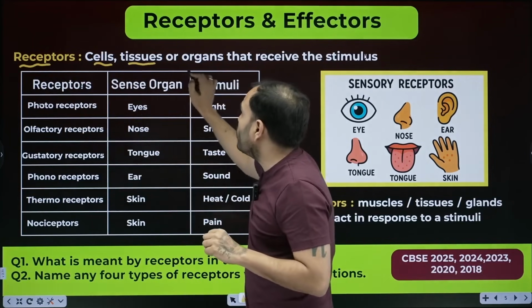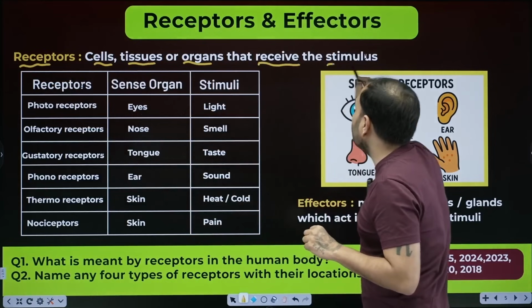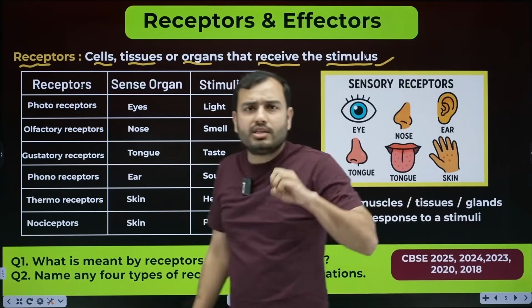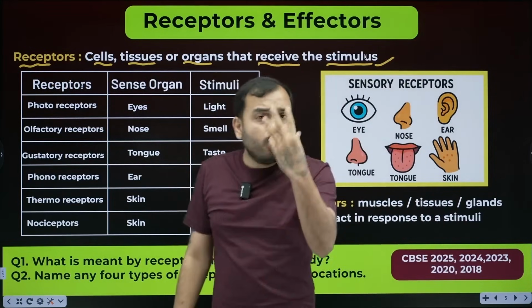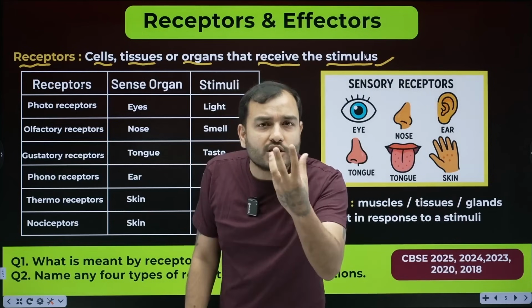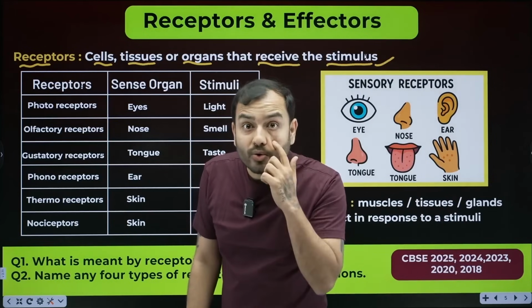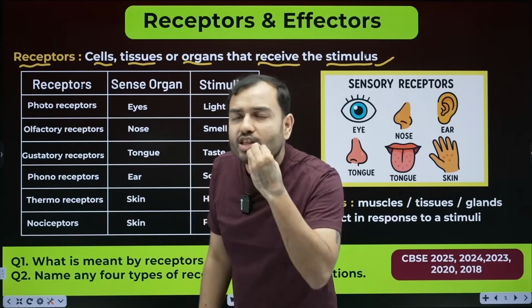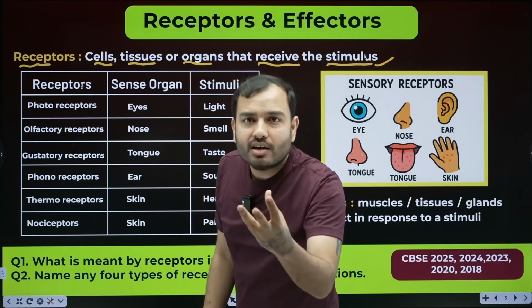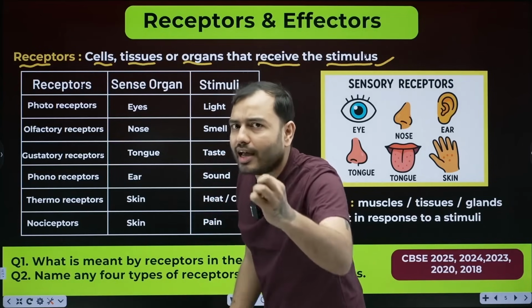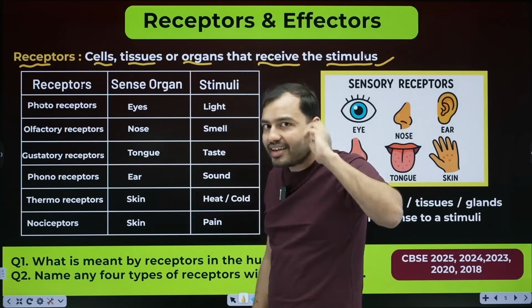Cells, tissues or organs that receive the stimulus, which receive the change. Let's understand. When the sun hit, who understood that change? Who received it? The eyes. You are able to hear my voice. It's a change, right? Voice coming. Why are you hearing it? Who is receiving the voice? Your ears. What was received?